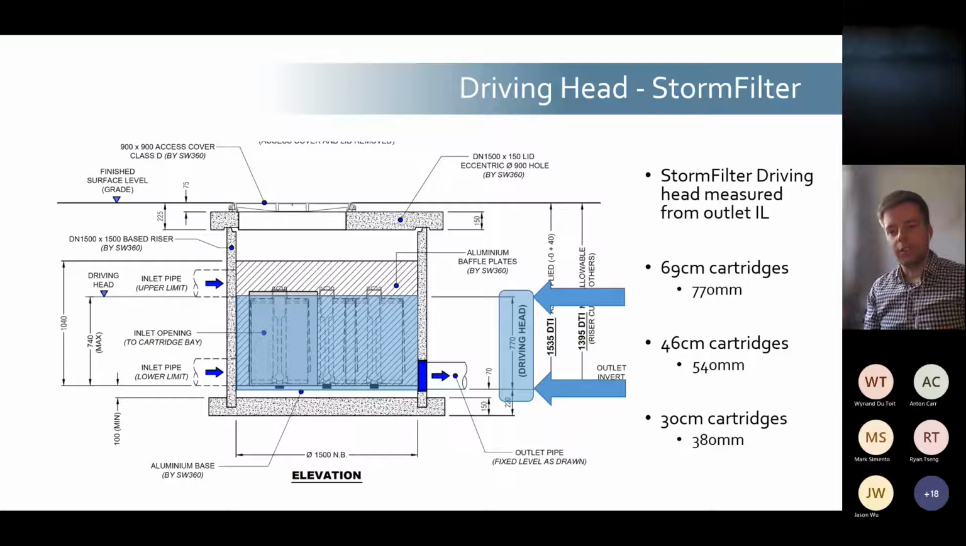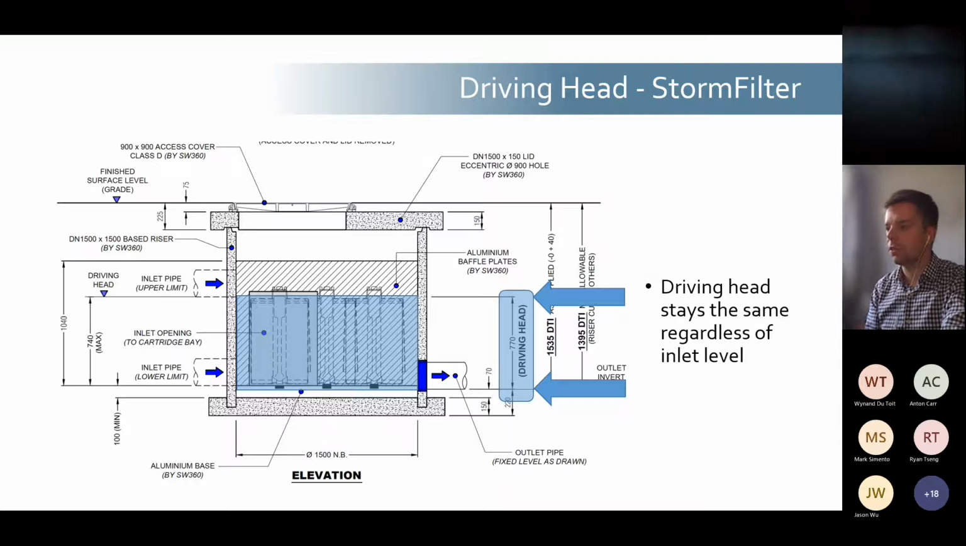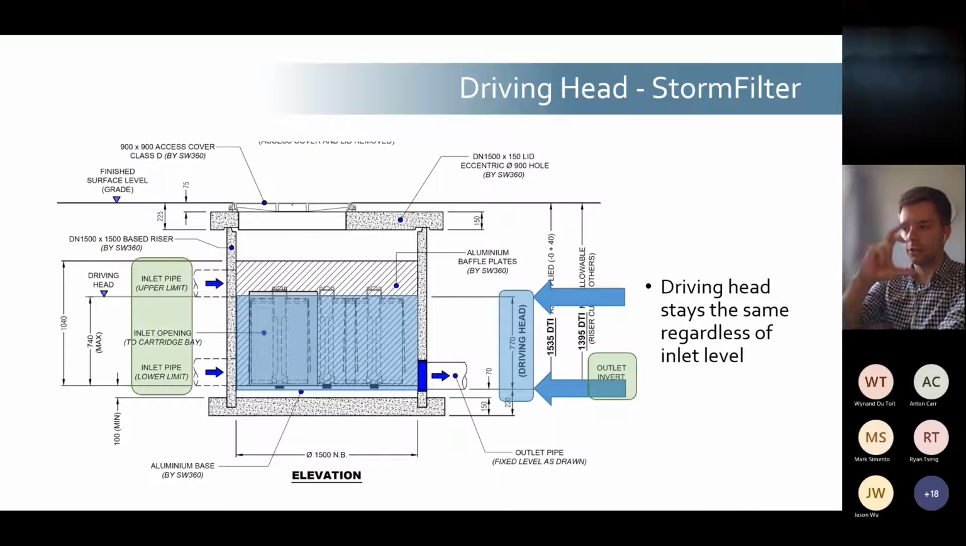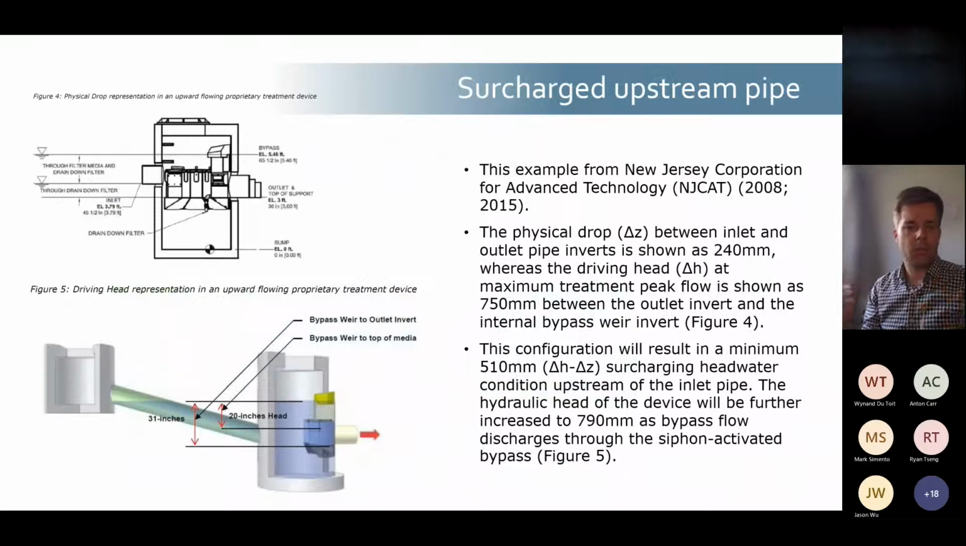The thing to consider, though, is if you are reducing the driving head and the cartridge size to treat the same flow rate, you will need more cartridges, so the device will expand in footprint. Again, with the StormFilter, the driving head stays the same regardless of the inlet level. So from the outlet invert to the range of the inlet inverts, regardless of the fall through the device, you still have to have that driving head, the water surface elevation within the device, to achieve treatment flows. So if you do not have the same fall through the device as driving head, that does mean that you will have a surcharged pipe upstream.